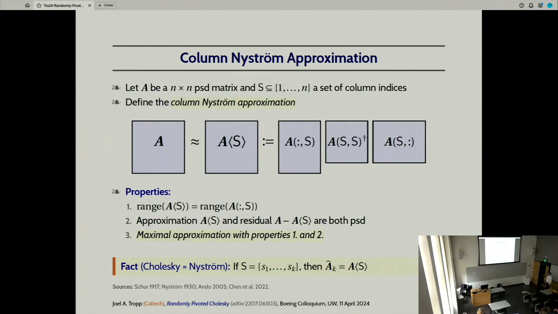So the method goes all the way back to the literature on integral equations from 1930. It's called the Nystrom approximation. In the discrete case, we let A be a PSD matrix and we let S be a set of column indices. The Nystrom approximation of A with respect to the columns in S is the matrix obtained by pulling out the columns of A listed in S and the corresponding rows listed in S, which are transposes of each other, because the matrix is positive semi-definite.